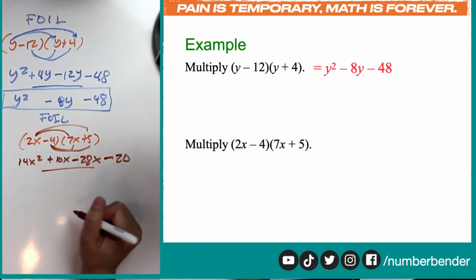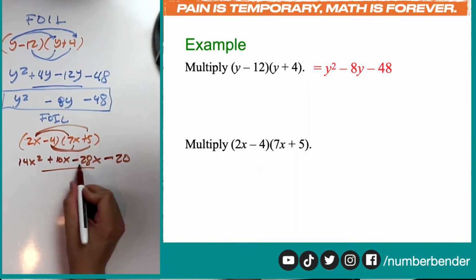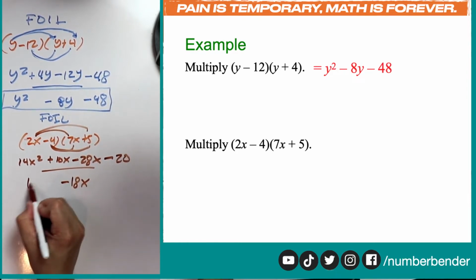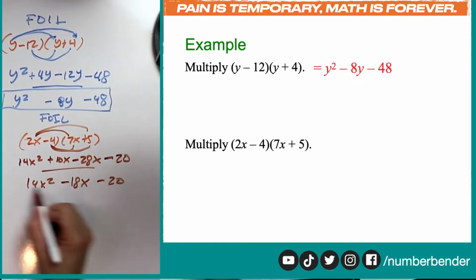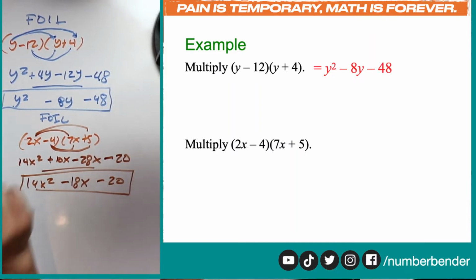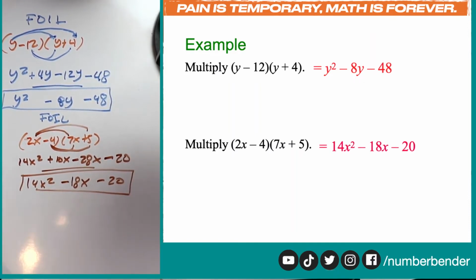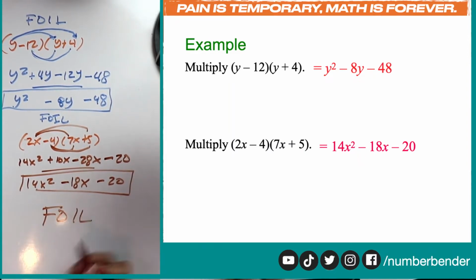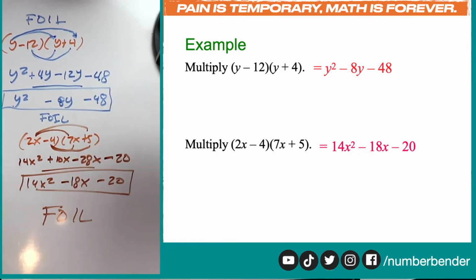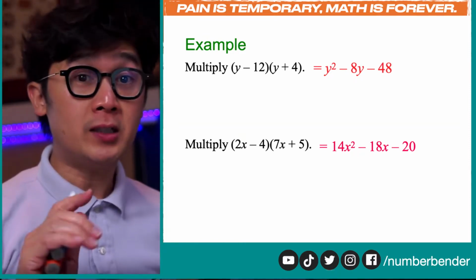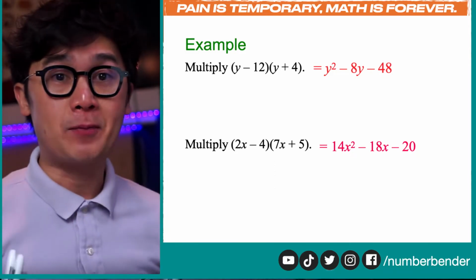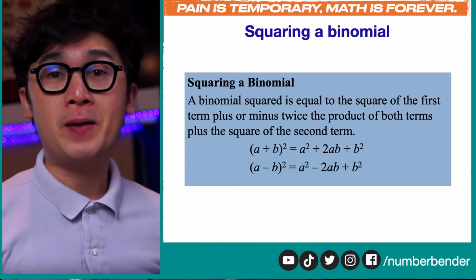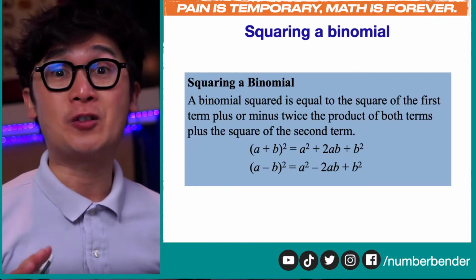And by combining like terms, we'll be able to have 10x minus 28x simplified into negative 18x. And by bringing down 14x squared and negative 20, we now have the product of 2x minus 4 times 7x plus 5 as shown in our solution using the FOIL method. And this method will always work when we are multiplying not just binomials, but any type of polynomial. But for this lesson, we're going to be introducing a special case of binomials, which is squaring a binomial.